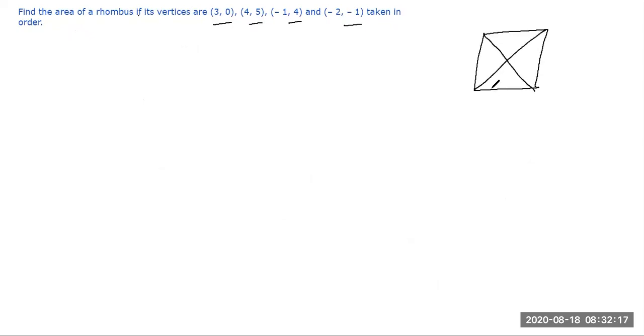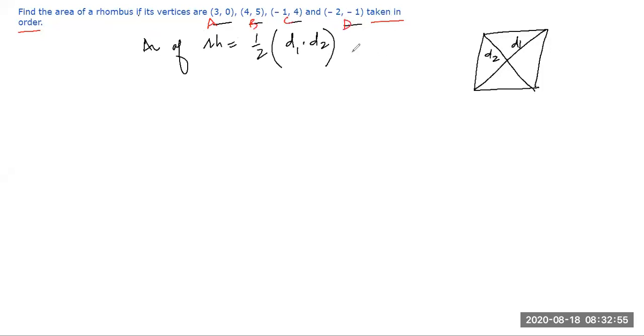Suppose this is the diagonal of the rhombus, D1, and this is D2. So what is the area of the rhombus? Anybody knows? Half into diagonal 1 into diagonal 2. Correct, half into the product of the diagonals. Very good. So I'll name these, don't make a mistake here. This may be A. Now these aren't taken in order, otherwise this question cannot be solved. Taken in order, it can be A, B, C, D.